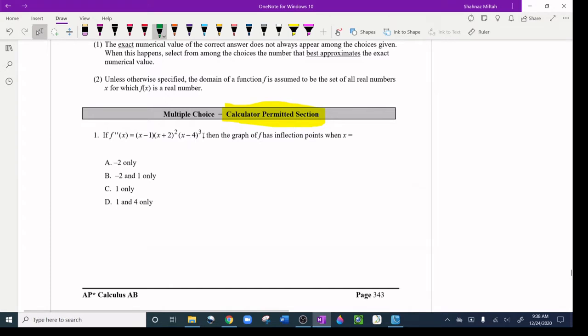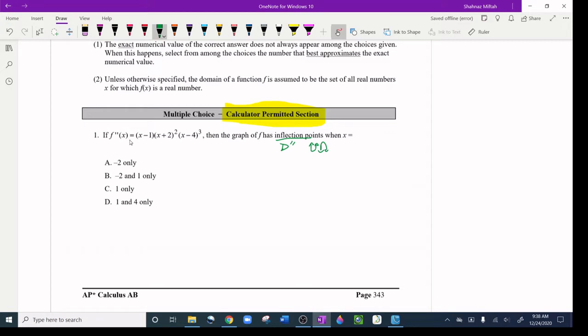minus 4) to the power 3, then the graph of f has an inflection point. So what is an inflection point? Inflection point deals with second derivative. So this is inflection point, and we are talking about second derivative. I just write second derivative like this. So how do we find inflection? Wherever concavity changes. So wherever concave up to concave down, or vice versa, down to up.